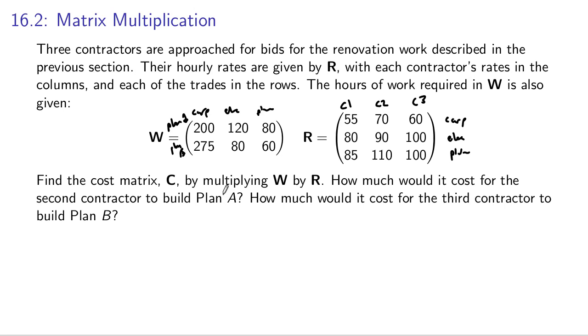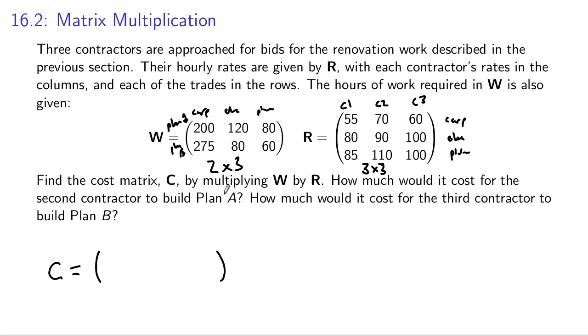And so we'll end up multiplying 200 by 55. 200 is the hours of carpentry by $55 an hour for this carpenter for contractor 1. We'll end up with a matrix when we multiply that has the plans in the rows and the contractors in the columns, and we'll be getting rid of the trade information. So we're going to find this cost matrix C. First of all, when we multiply W, which is a 2 by 3 matrix, by R, which is a 3 by 3 matrix, what kind of matrix will we get out? The 3's match, we should get a 2 by 3 matrix.